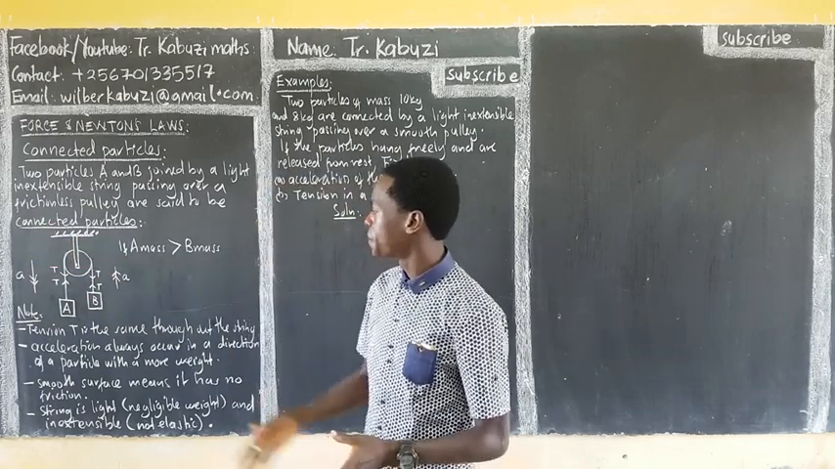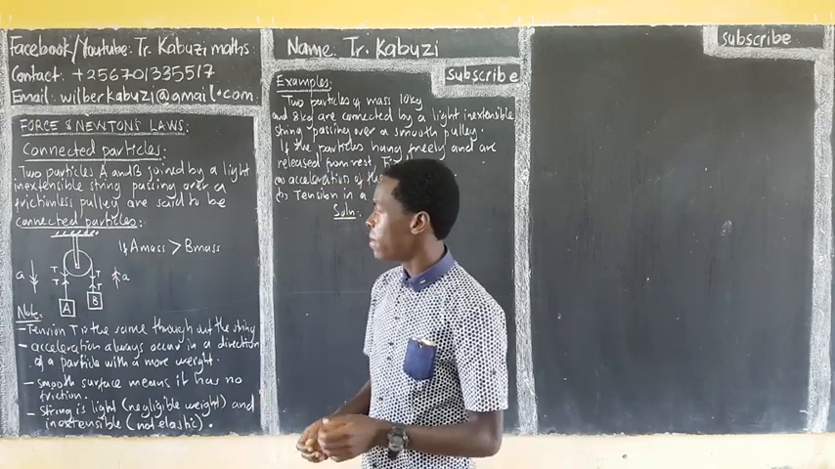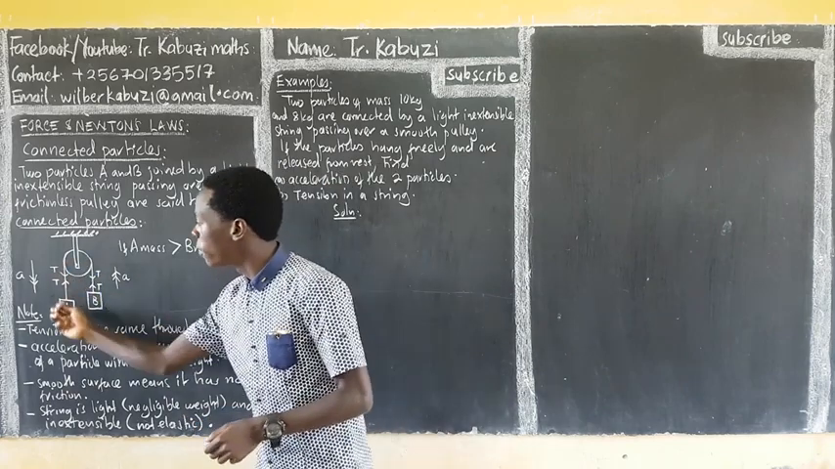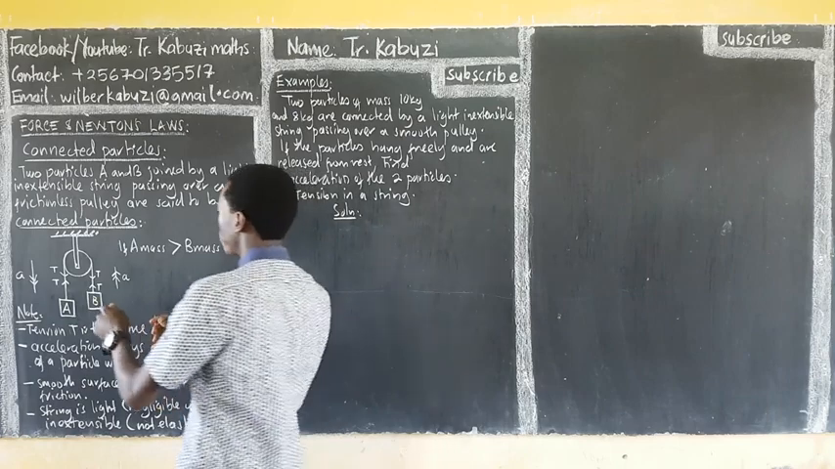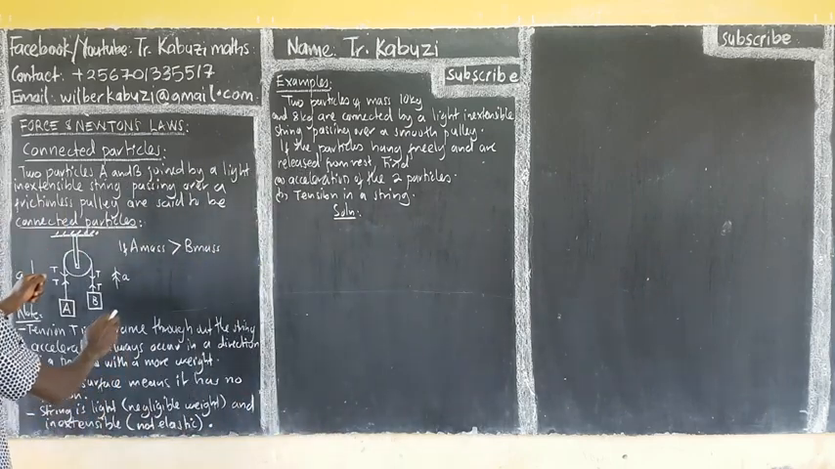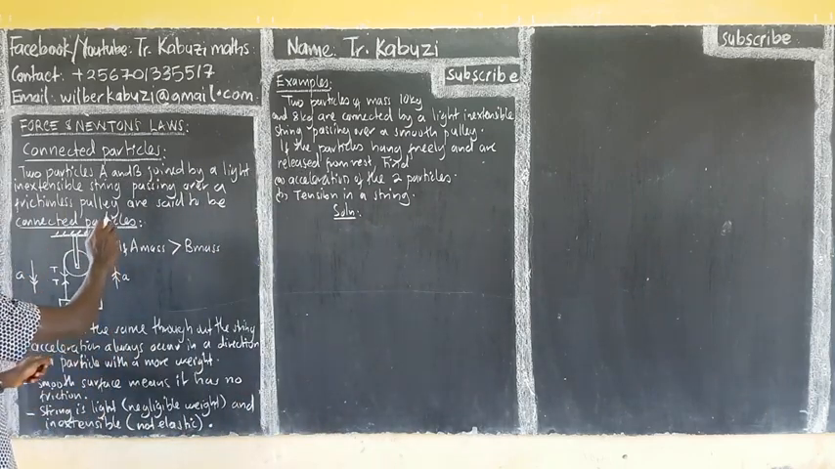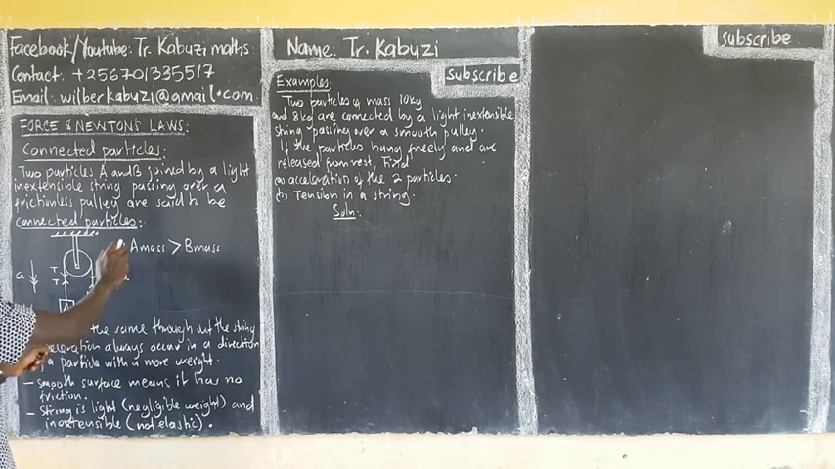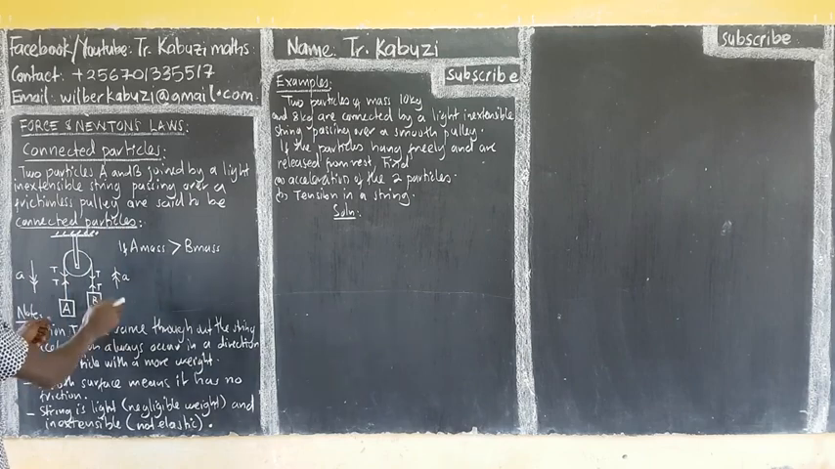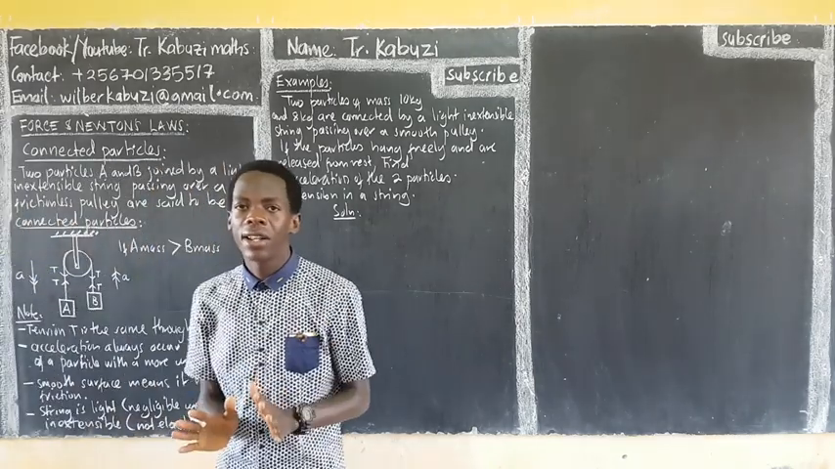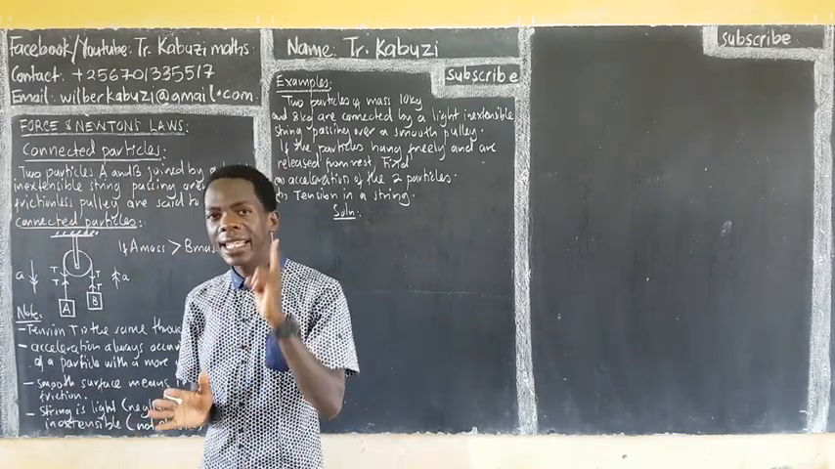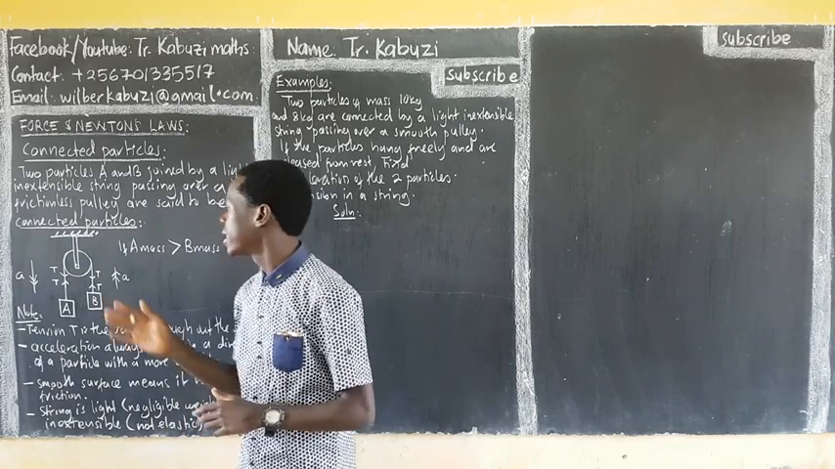Now, if this one is pulling, the acceleration goes like this on this side, and on the other side it is going the opposite way, as this one is moving up. The acceleration on the right side is upwards, and on the left side it is downwards. Knowing the movement of the particles is very crucial under connected particles.